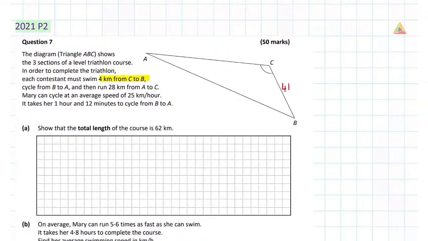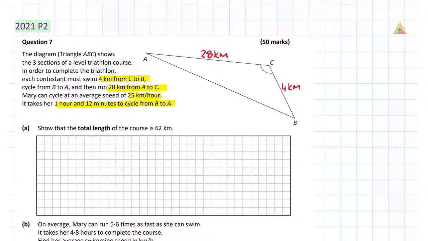That distance there is going to be 4 kilometers. Cycle then from B to A, and then run 28 kilometers from A to C. So again, just marking the information given to me in the question on my diagram. Mary can cycle at an average speed of 25 kilometers per hour, and it takes her 1 hour and 12 minutes to cycle from B to A.